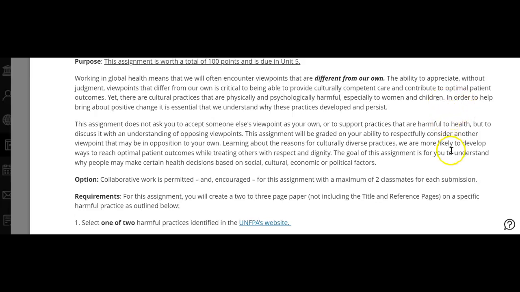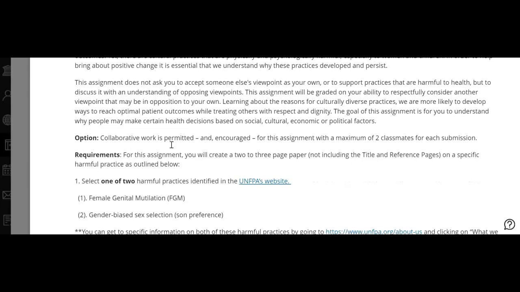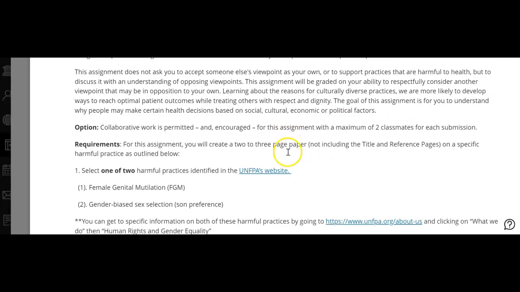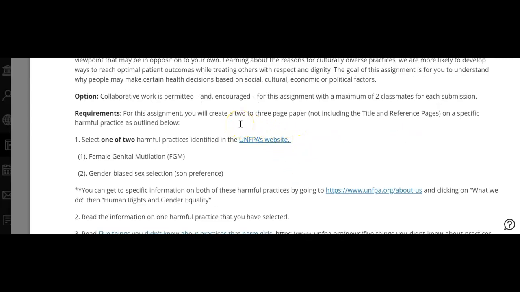And that's what you're going to be graded on, your ability to respectfully consider another viewpoint that is in opposition to your own. So let's look at, number one, you can work with another classmate. So if you want to do collaborative work with another one of your classmates, you can submit one submission. For this assignment, you're going to have just a 2 to 3 page paper. I do ask that you also include a title or a reference page, but 2 to 3 pages of content on one of 2 harmful practices.